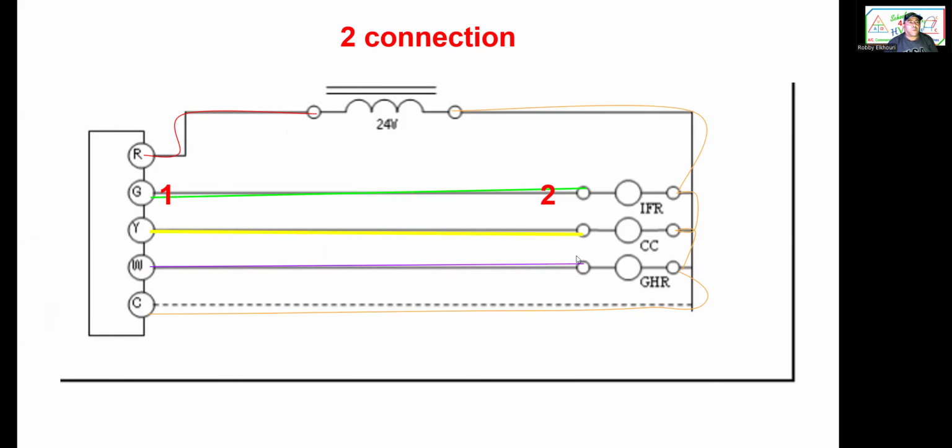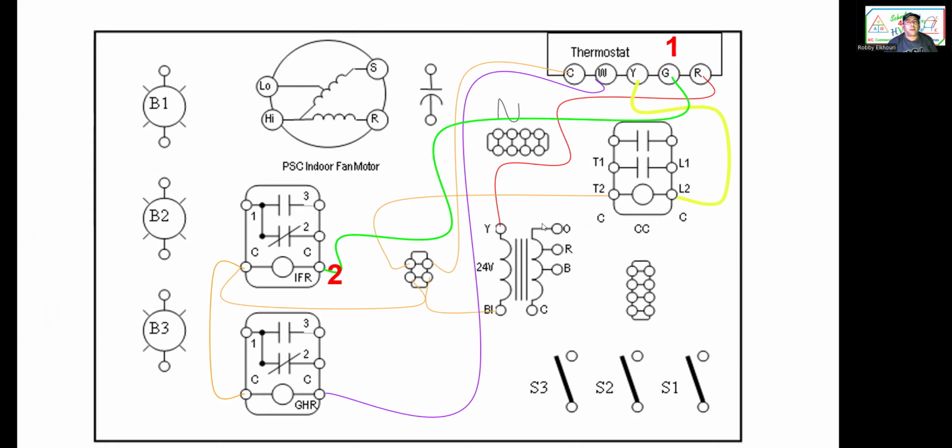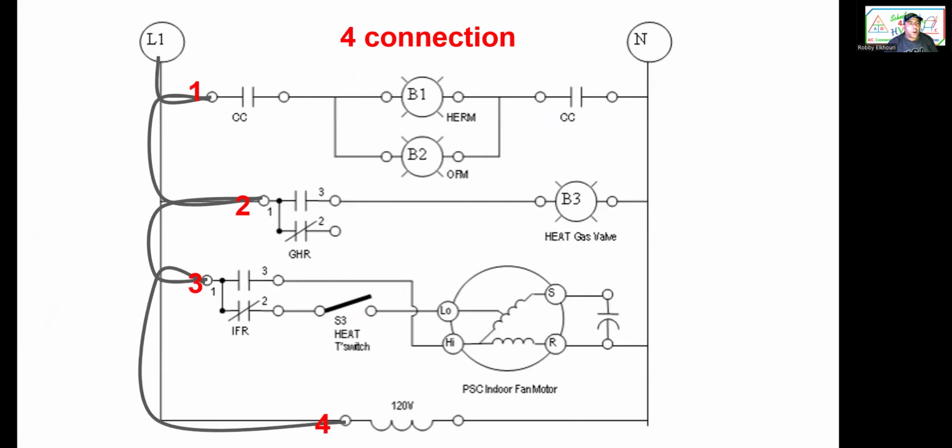Next, we have 2 connections. This is for the fan. G to the indoor fan relay, 2 connections. There we go. G to indoor fan relay, indoor fan relay coil. All right, now we move on to the high voltage.